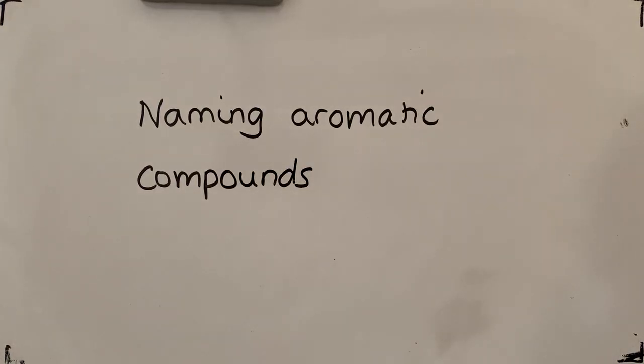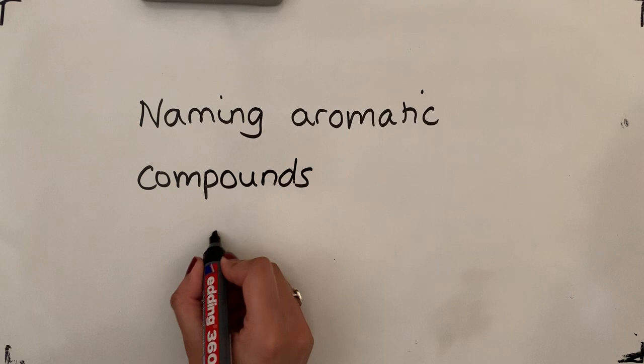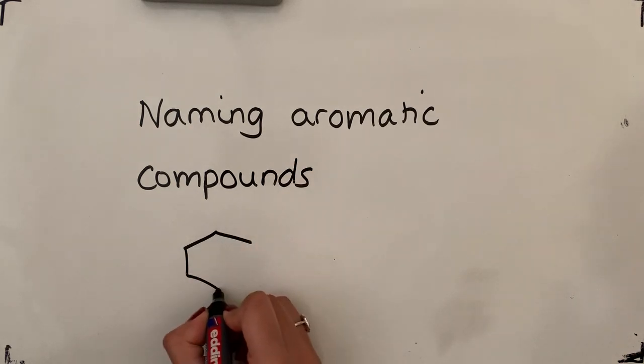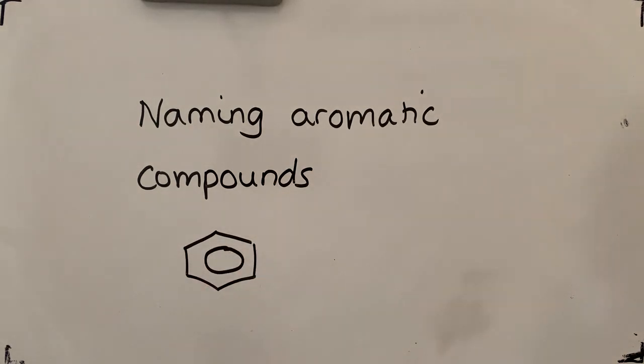In this video, we're going to be looking at how to name aromatic compounds. Now, first things first, let's have a think about what we mean by an aromatic compound. An aromatic compound is anything that contains a benzene ring. Okay, so you can draw your benzene rings like this.